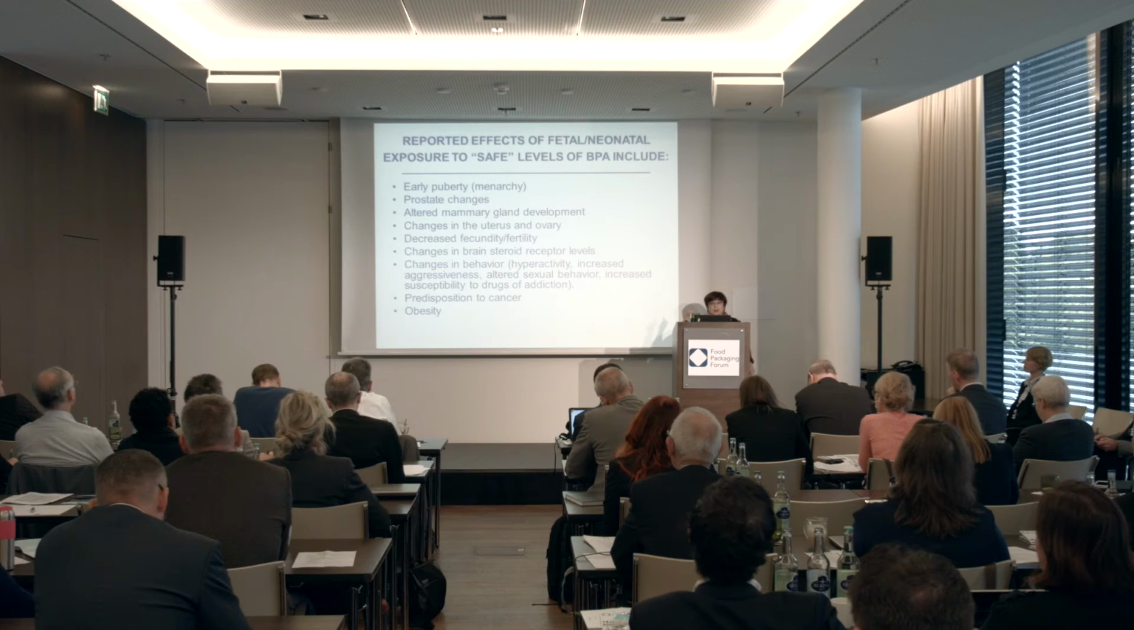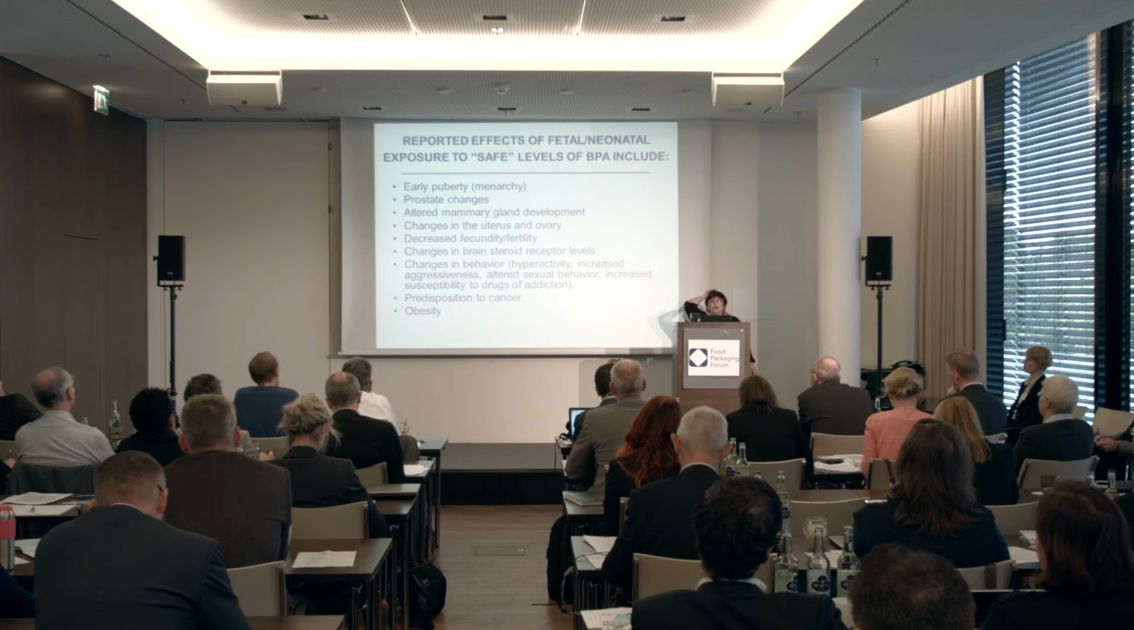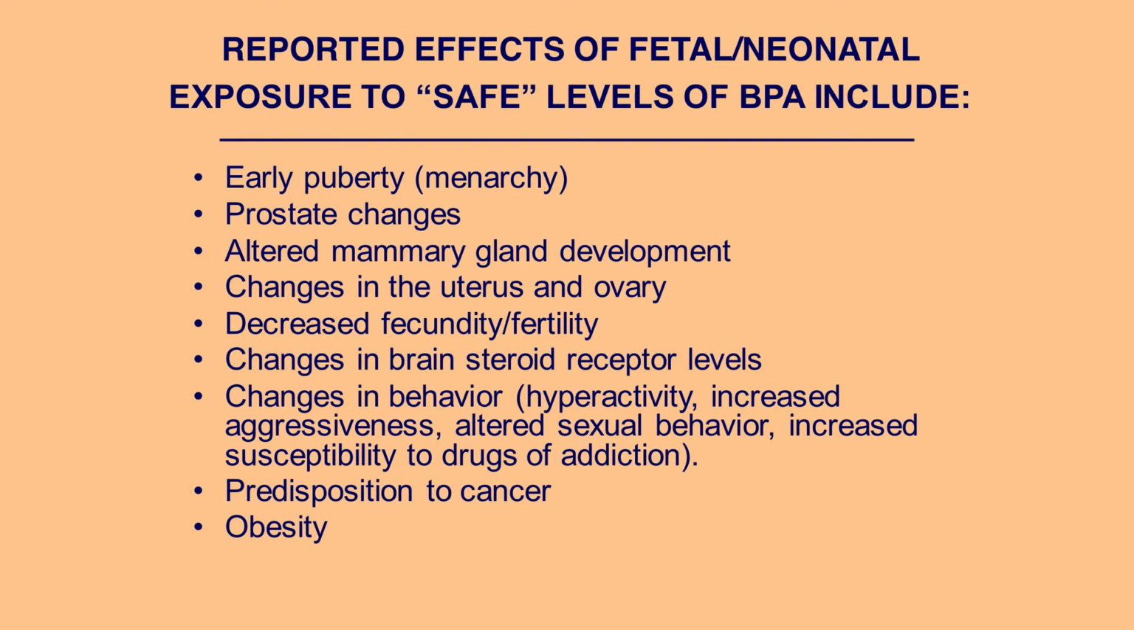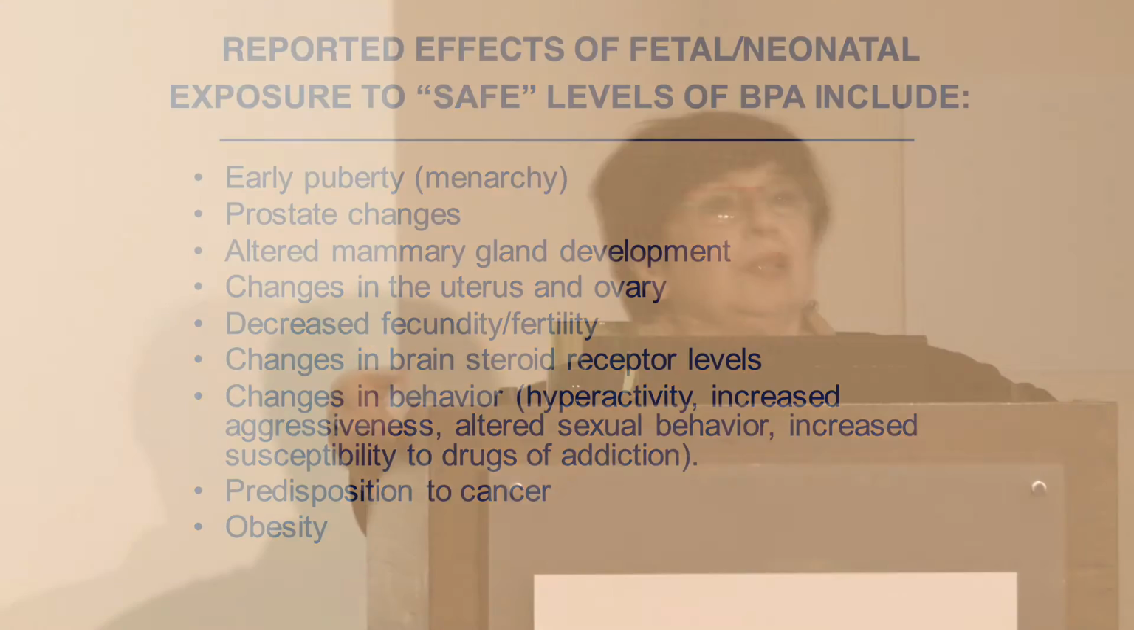So what is it that we observe exposing animals to so-called safe levels of BPA? Early puberty. Some other groups observe changes in the prostate that lead to cancer. Altered mammary gland development, exactly like with DES. Changes in the uterus and ovary, exactly like in DES. Decreased fecundity and fertility, like in DES exposure.